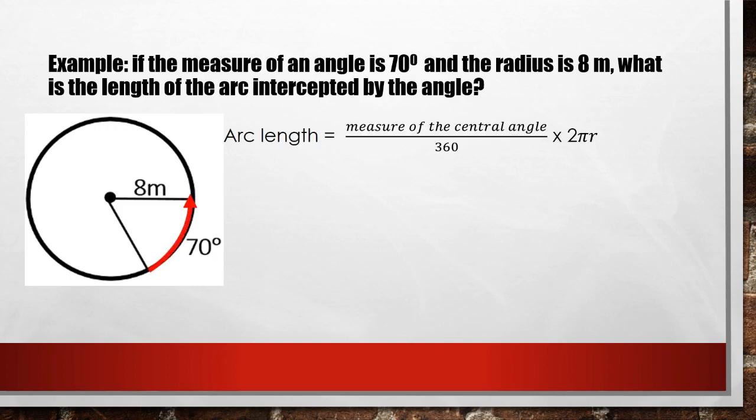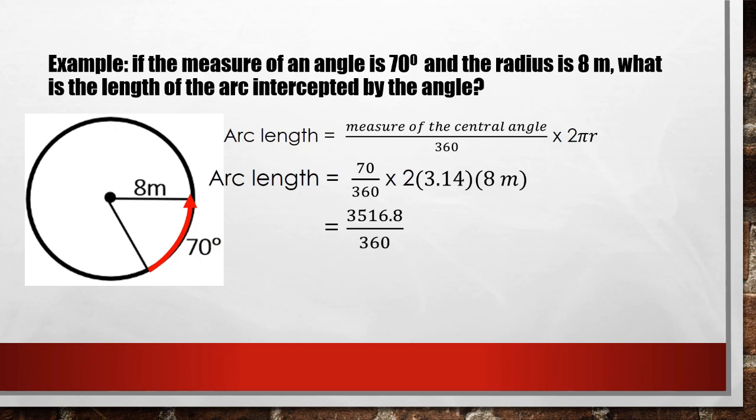So, by substitution, arc length is equal to the measure of the central angle, 70 over 360 times 2 times 3.14 times 8. So, multiply all the numerators. So, 70 times 2 times 3.14 times 8 is equal to 3,516.8 divided by 360. So, pwede kayong gumamit ng calculator. So, the answer is 9.77 meters.